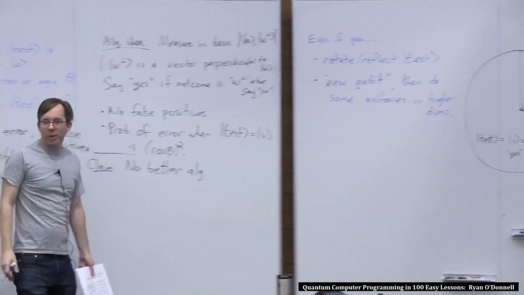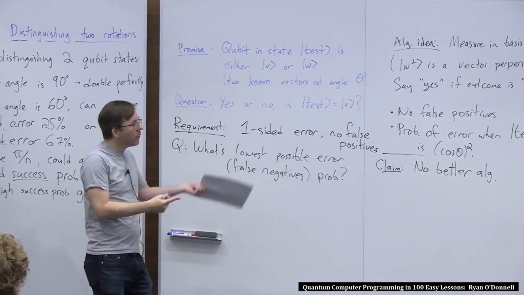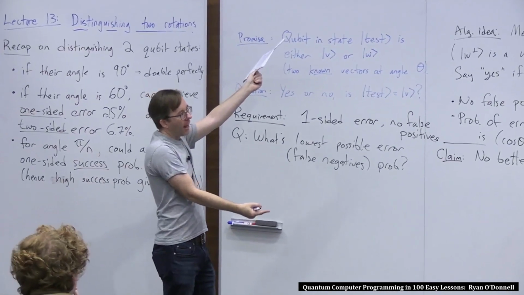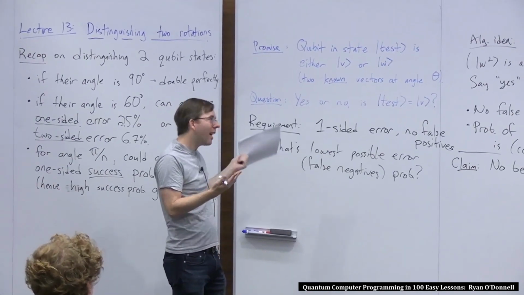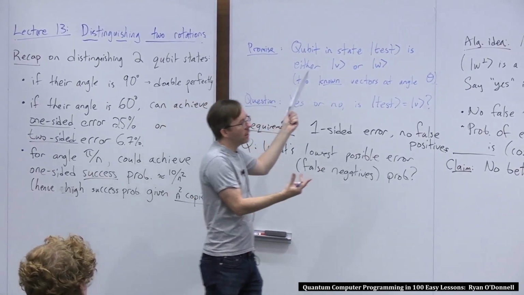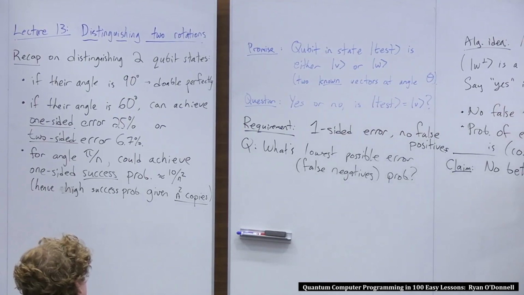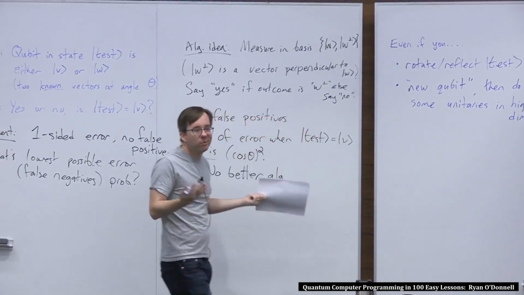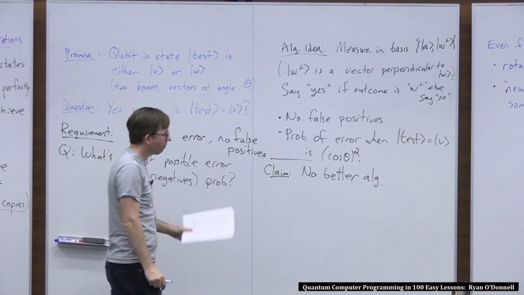But it turns out this still doesn't really help you. And again, the reason is basically, even if you take these states and add qubits to go to a higher dimension, they're still at angle theta. And if you do a unitary, as we saw before, unitaries preserve angles, so they're still at angle theta. So somehow it doesn't really help you.